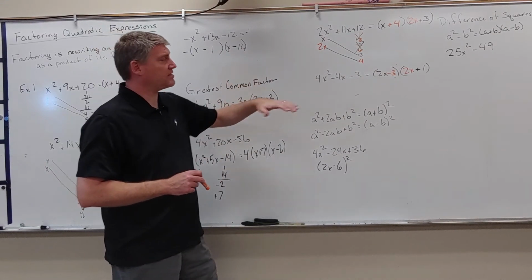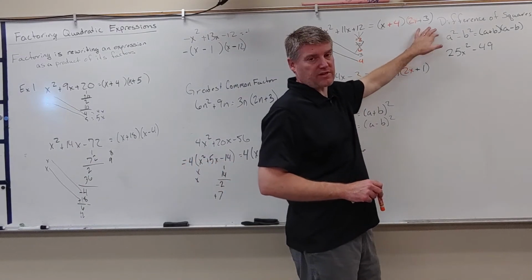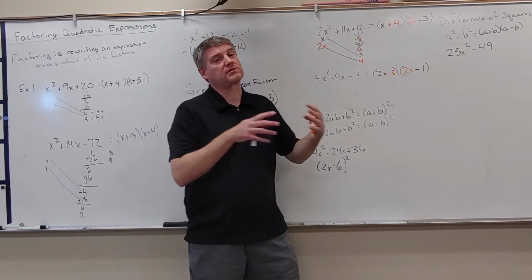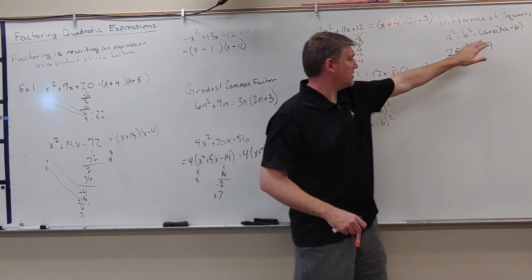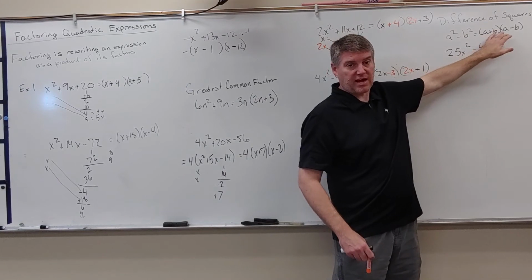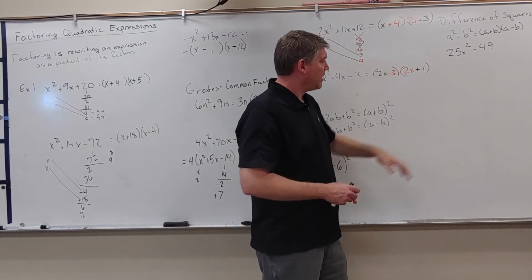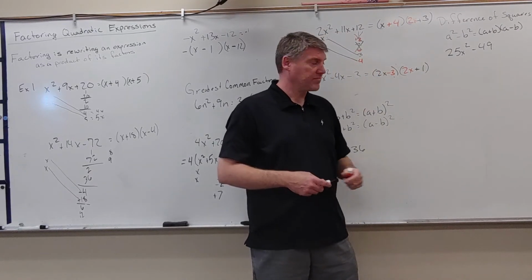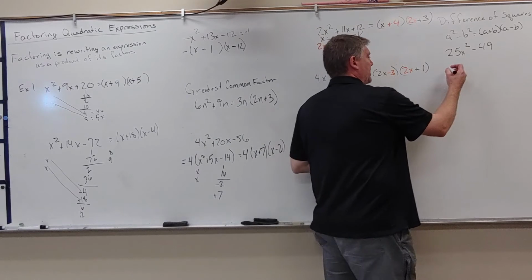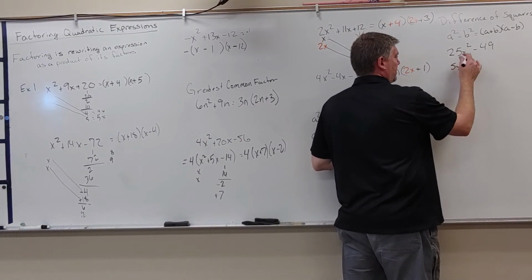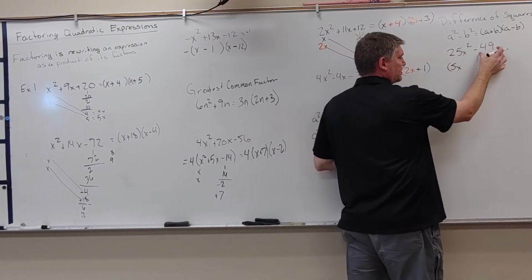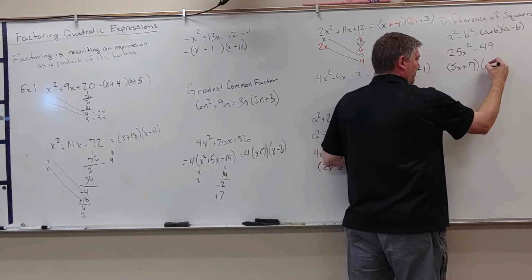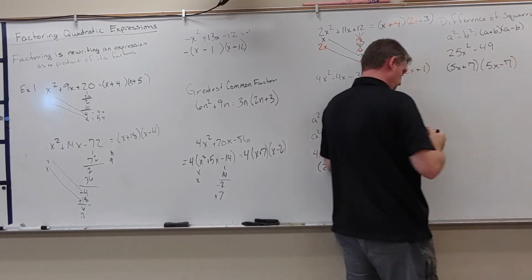The last special case is we have the difference of squares. So that's a squared minus b squared. I have this perfect square minus a perfect square. If I do that, that's going to factor into a plus b times a minus b. Okay? So here, 25x squared and 49 are perfect squares. So I know that this becomes 5x, right? The square root of 25x squared is 5x. The square root of 49 is 7. So I have 5x plus 7 and 5x minus 7.